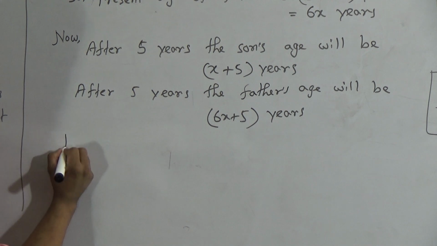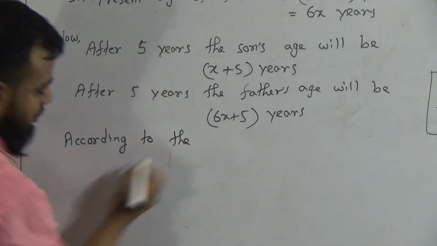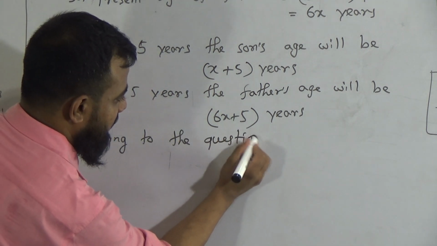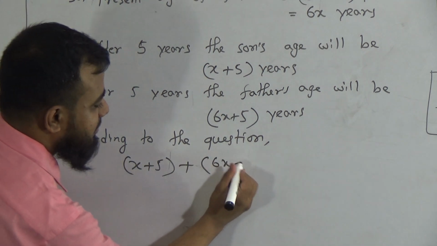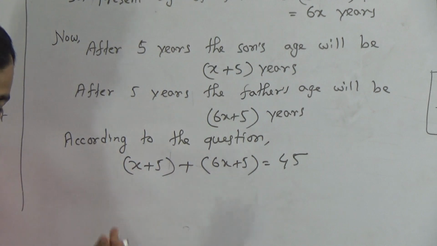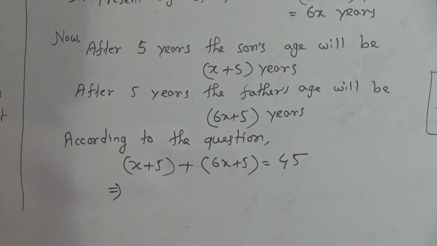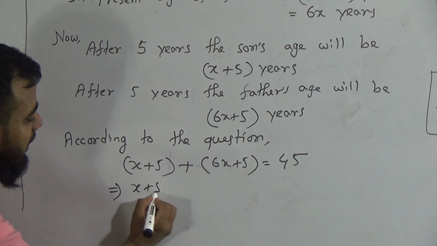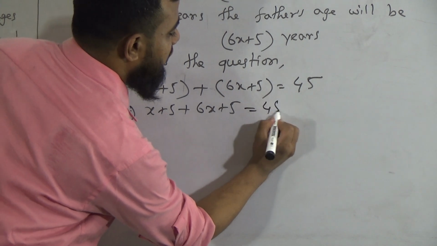Now according to the question, x plus 5 plus 6x plus 5, that's equal to 45. The sum of their ages after 5 years will be 45. First of all we need to remove the brackets to solve this equation. It will be x plus 5 plus 6x plus 5, because in front of the bracket we have a plus sign, so the sign will not be changed. It is equal to 45.